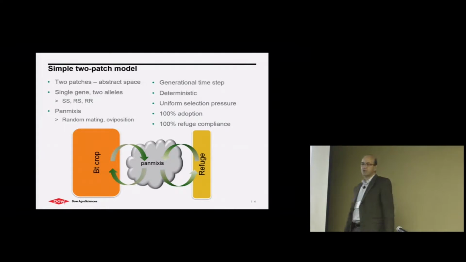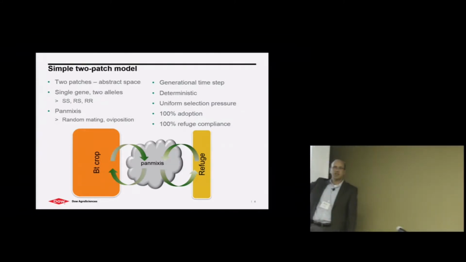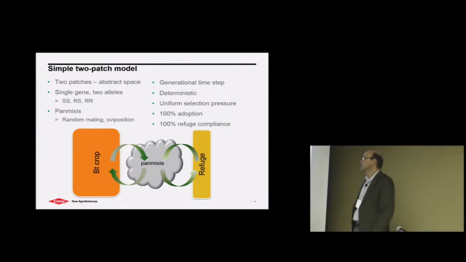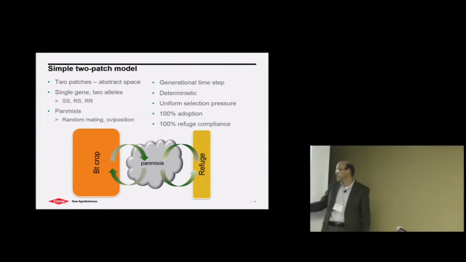Simple two-patch model, I think this is what Ben was working with, where you got two areas, one of BT crop and one of refuge. You got two genes. We're assuming that resistance is monogenic. We're assuming that there's therefore three genotypes. We're assuming there's panmixis, that they go into a big pot, or I've got them going into a big cloud. And then they redistribute across the landscape. We assume it's random, maybe it's not.